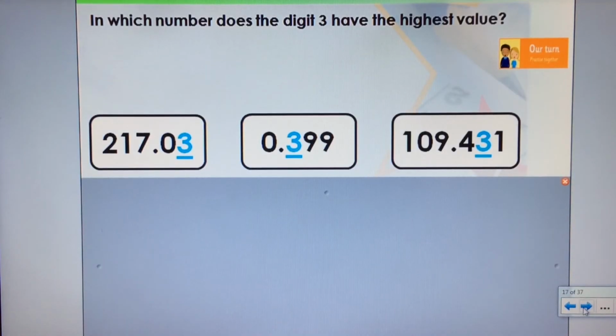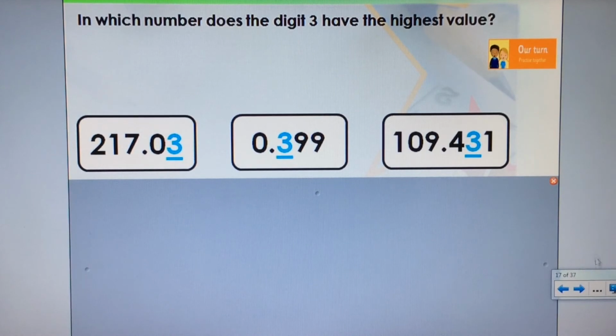Let's have a look at some questions then that really question our understanding of what the digits in decimal numbers mean. So, in which number does the digit 3 have the highest value? Have a little think. For this sort of question, it might be helpful to write on the names of the columns to help you think. So let's have a look at the 3 here then. We can see that this is the tenths column and this is the hundredths column. So if I wanted to write that on, it might help me think of the 3 meaning 3 hundredths.